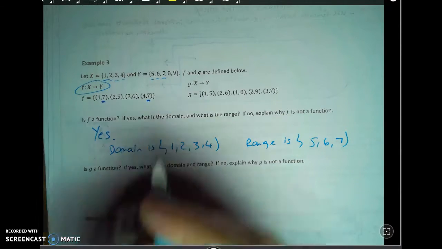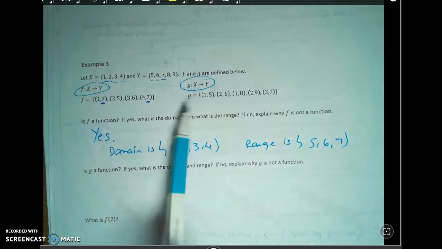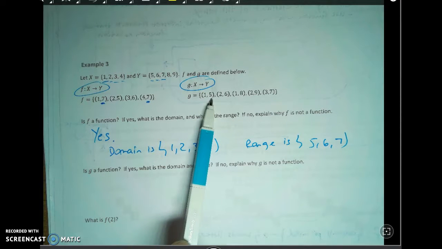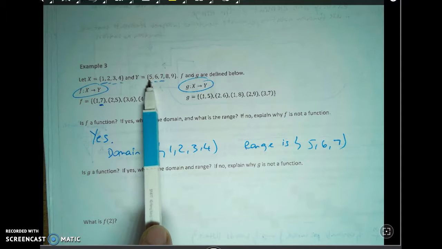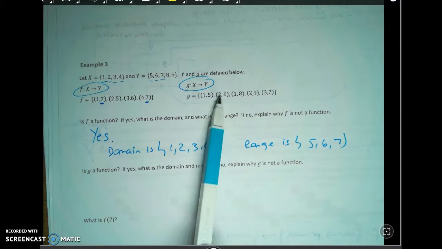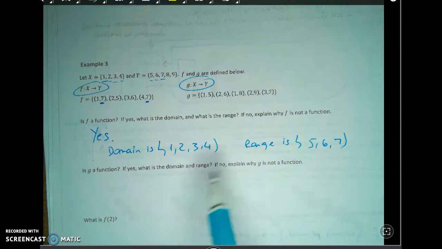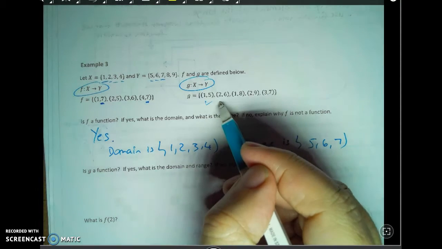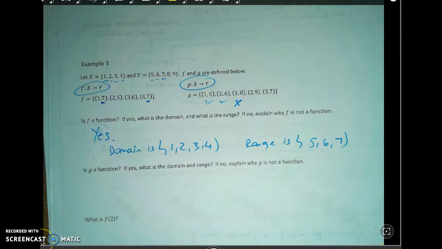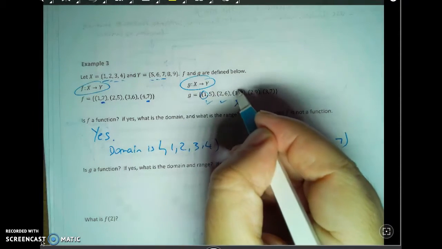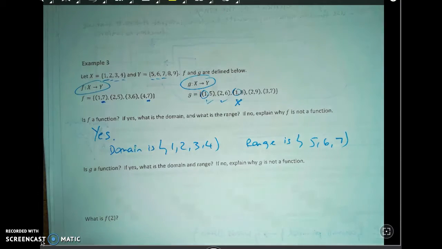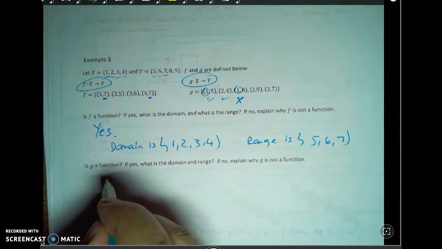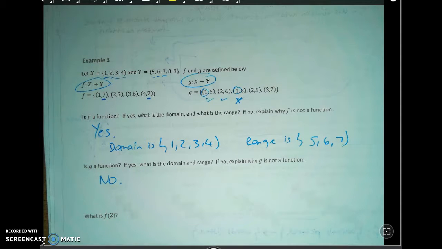So looking at function g up here, I have 1 and 5. So I have 1 from the x and 5 from the y. Then 2 and 6, that one's okay. Now I realized that I have 1 and 8, so 1 is paired both to 5 and 8, which makes g not a function. Okay.